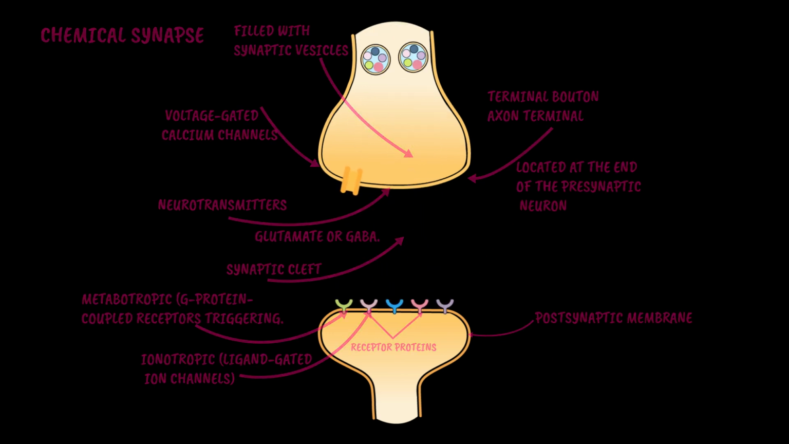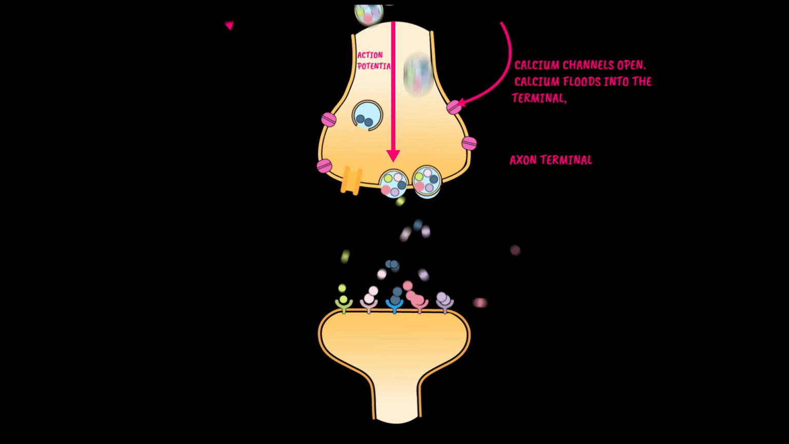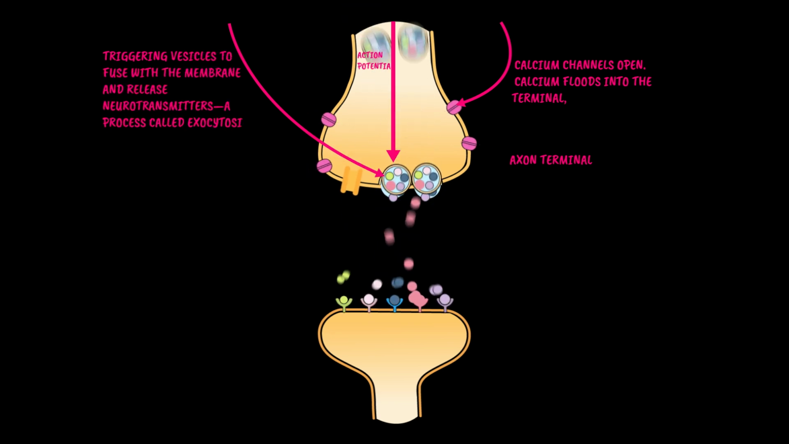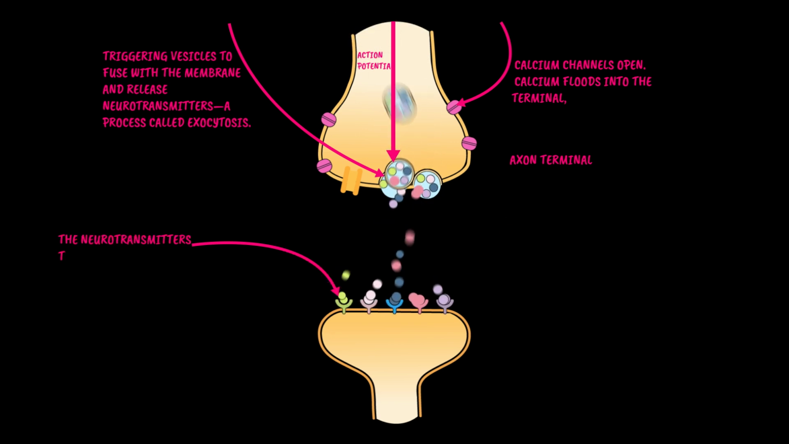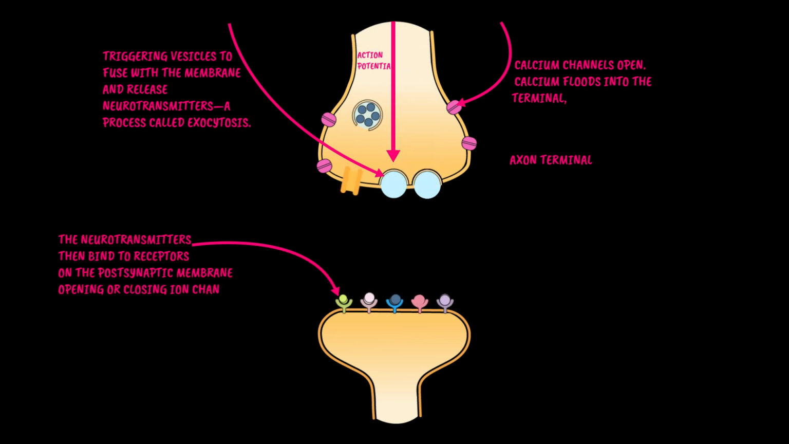So how does the signal actually cross? When an action potential reaches the axon terminal, calcium channels open. Calcium floods into the terminal, triggering vesicles to fuse with the membrane and release neurotransmitters, a process called exocytosis. The neurotransmitters then bind to receptors on the postsynaptic membrane, opening or closing ion channels.